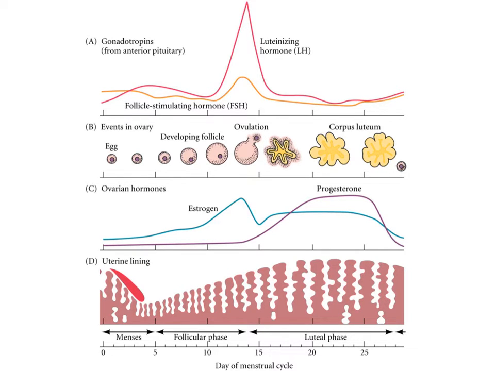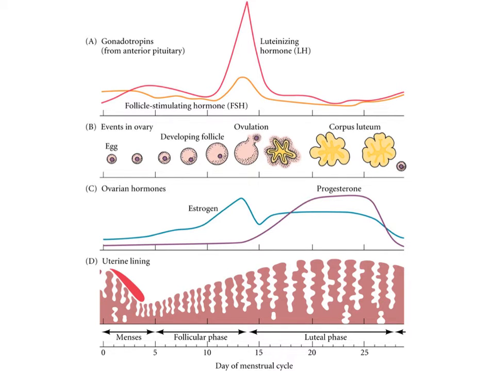So first off, let's just start with the beginning of the menstrual cycle. It's defined by the beginning of menstruation. This is when the uterine lining sheds, as you can see here. And also at this time, the hormone FSH is increasing, and we'll get to why that is later on.